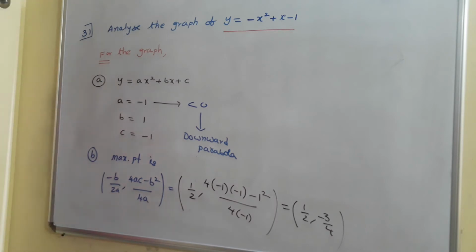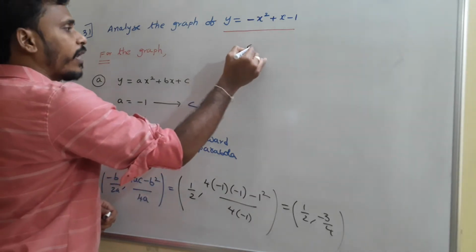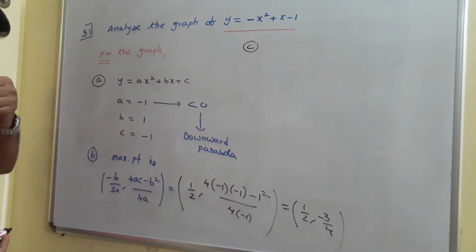Just have a look. The maximum point, the critical point or the turning point is simply 1 by 2 comma minus 3 by 4. All these points are for the graph. And the next thing is C. Okay, let's see what we need to do.